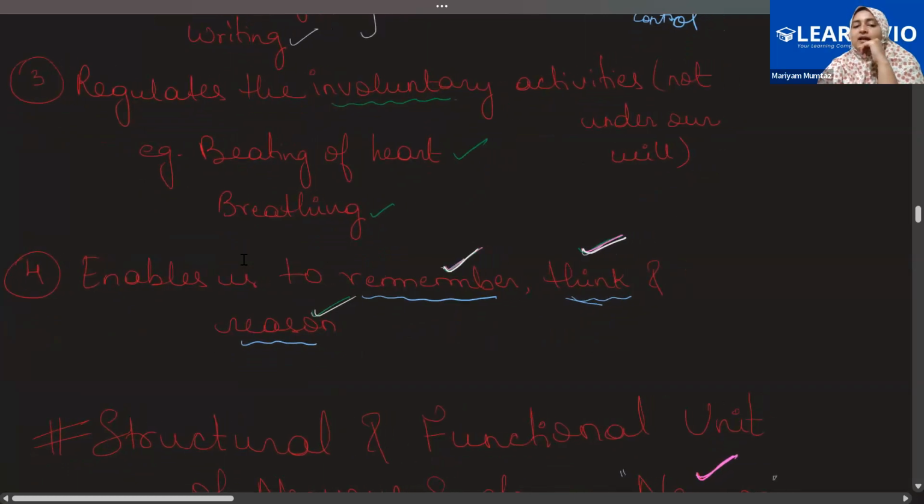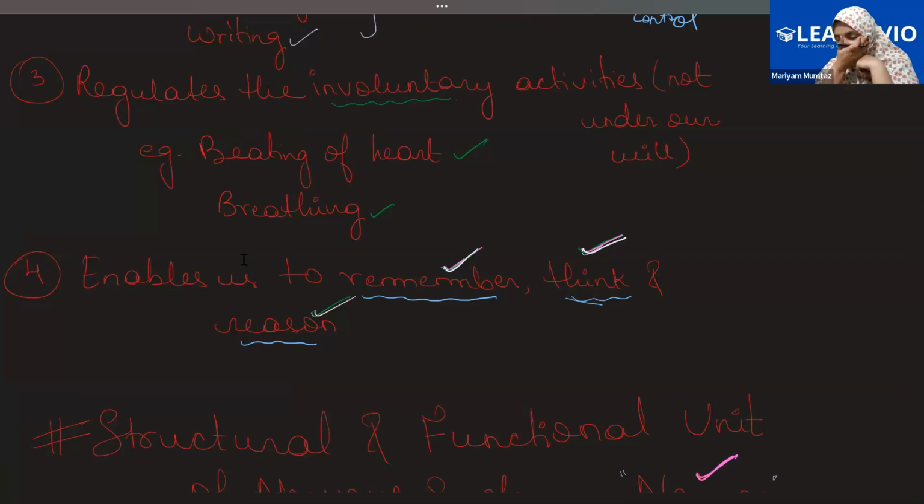Lastly, our nervous system helps us to remember. Like after the class is over and we meet in the next class, you remember the topics that I taught you in the previous class because of your nervous system. When I ask you a question, you are able to give me an answer. Again, why? Because you can think, and that is also because of the nervous system.